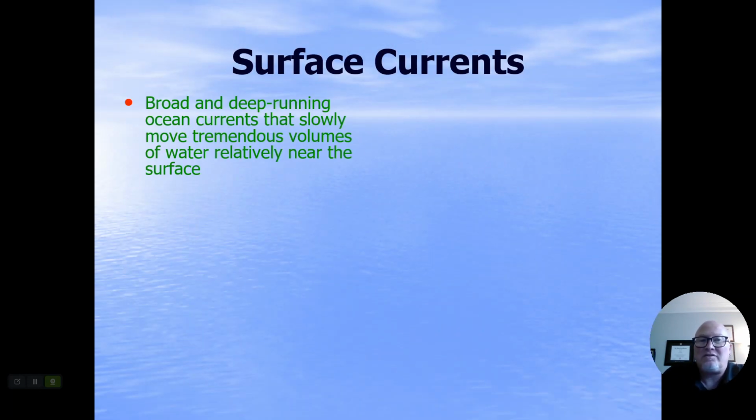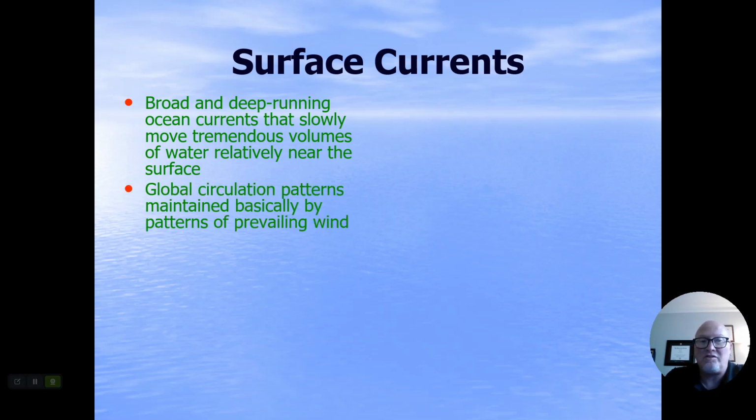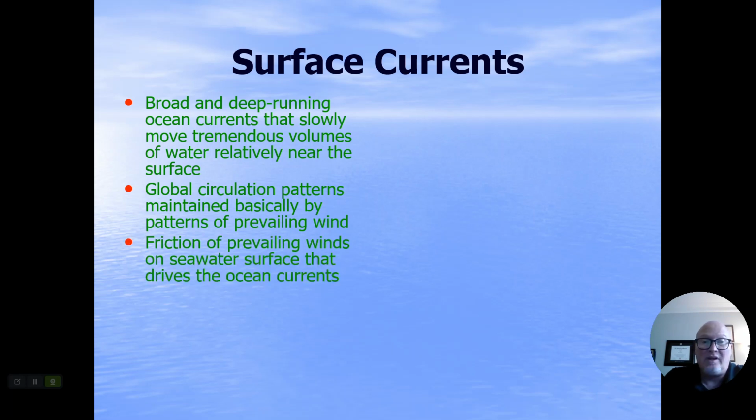Surface currents are broad and deep running ocean currents that slowly move tremendous volumes of water near the surface. Typically they are caused by the global wind patterns. As the wind runs across the surface, the friction is going to drive these currents.